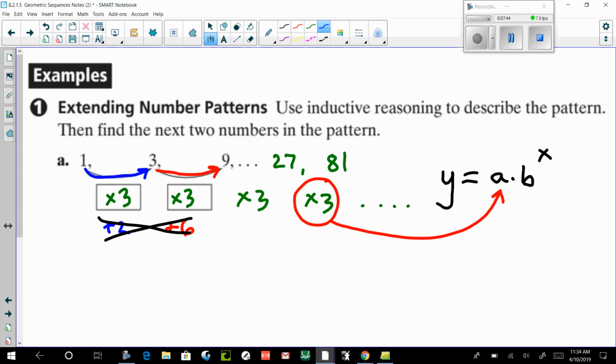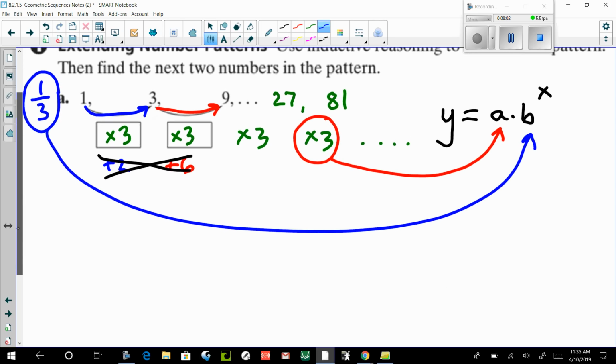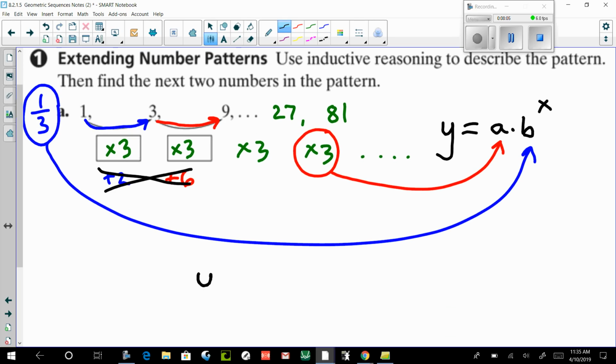The zero term here is actually going to be a little bit tricky to find. We have to understand that if we're going this way, we're dividing by 3, dividing by 3. 1 divided by 3 is actually just 1/3. And this is our zero term. So the zero term gets plugged in there for b, and we end up with this equation. Y equals 3.